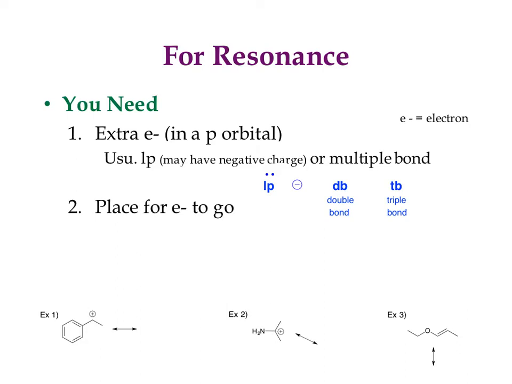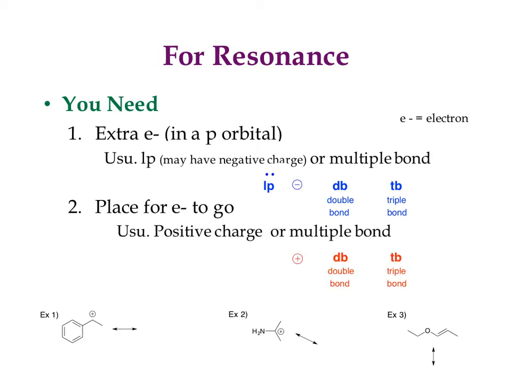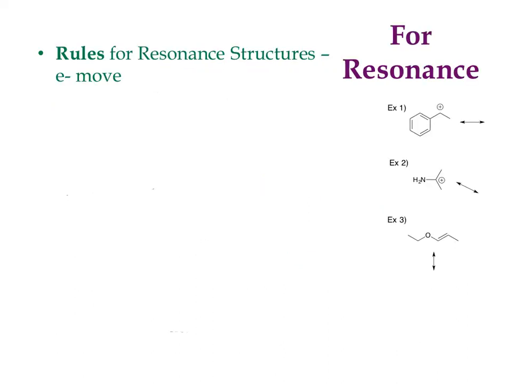So usually this is going to be a positive charge or a multiple bond. The multiple bond actually has to move those electrons out of the way, but we'll talk about that later. But a positive charge is just an empty orbital, so that makes sense that usually they can go to a positive charge. So this is the summary of what you need for there to be resonance. But before we get started, we also need to talk about the rules for going between different resonance forms. So let's talk about those rules.